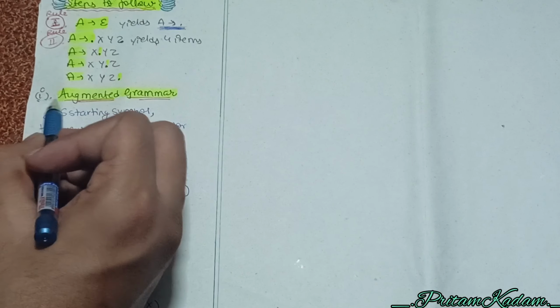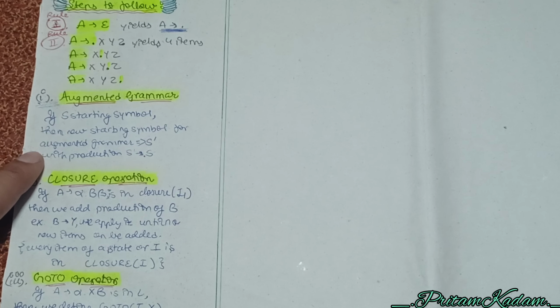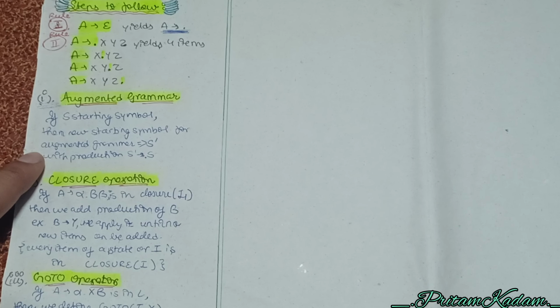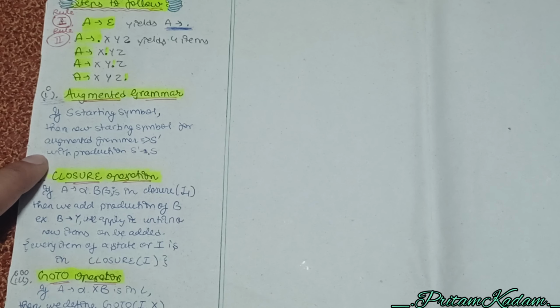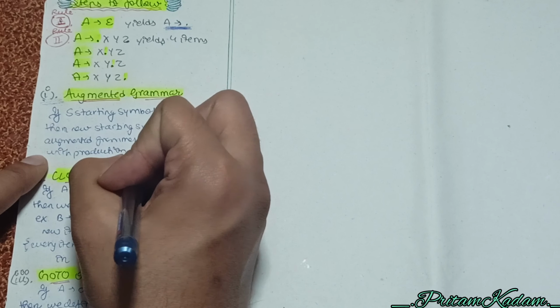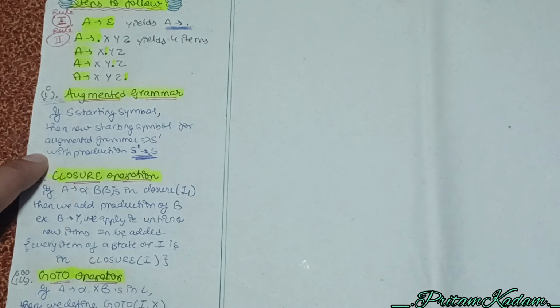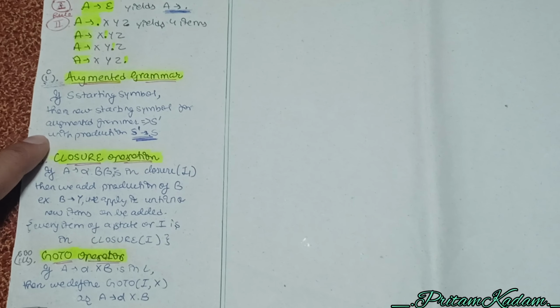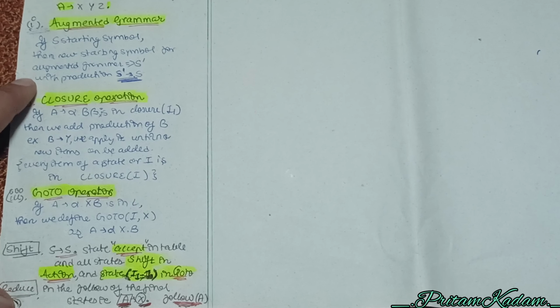Okay, so what is augmented grammar? First of all, we will make the augmented grammar, that is, if S is the starting symbol, then the new starting symbol for the augmented grammar will be S dash, and will have the production S dash gives dot S. Okay, and then after the dot there is a non-terminal, so we will write the productions of S, which will lead us to write the whole grammar.